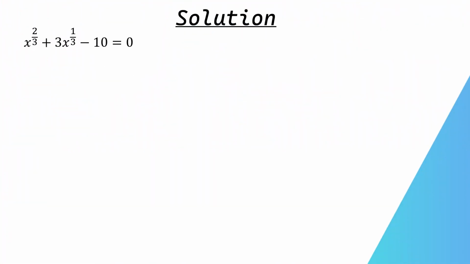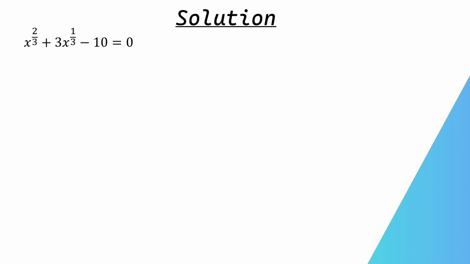We have x to the exponent 2/3 plus 3 times x to the exponent 1/3 minus 10 equals 0. Is there anything we can do here? You think about this. Should I give you some time? Okay, let me show you what I'll do.